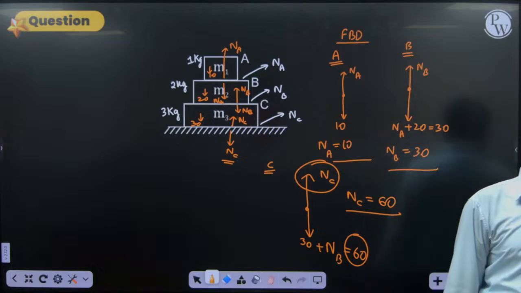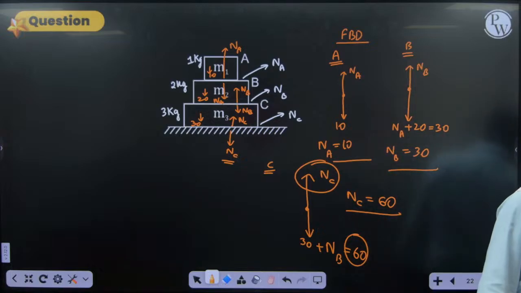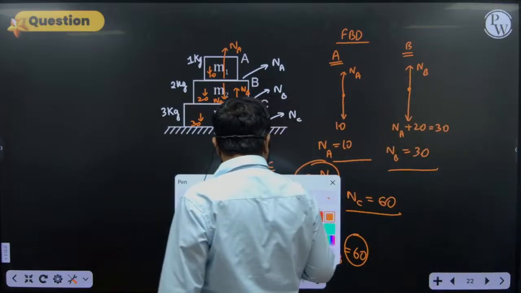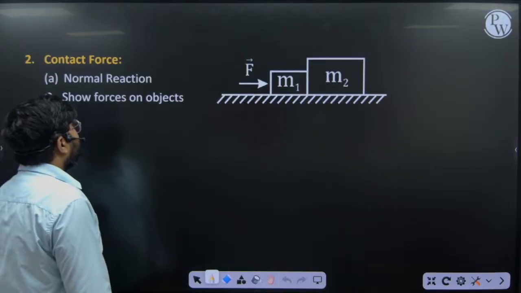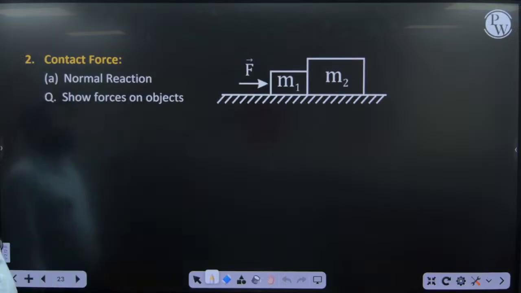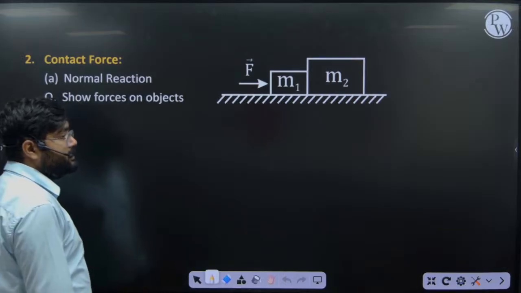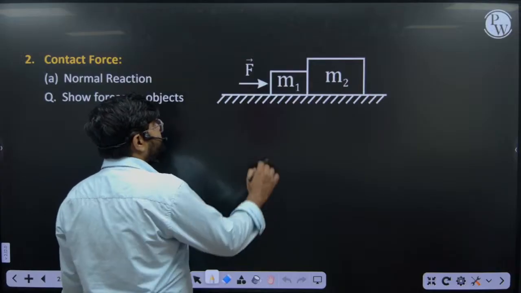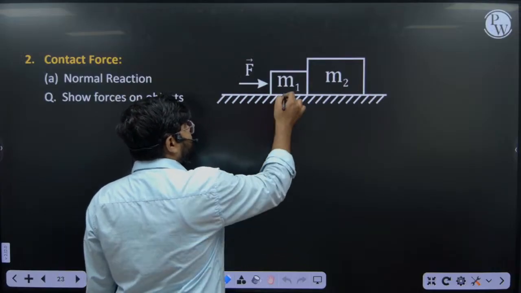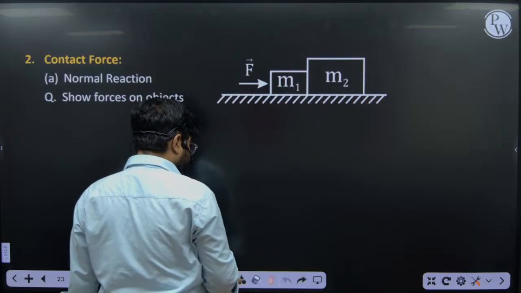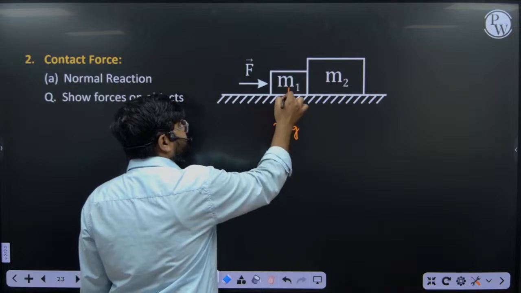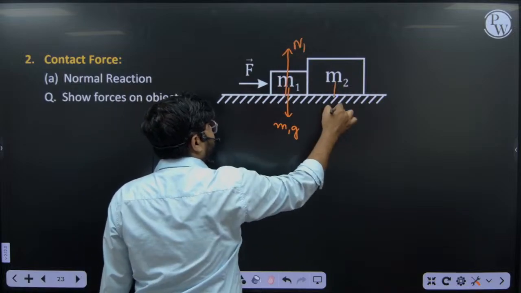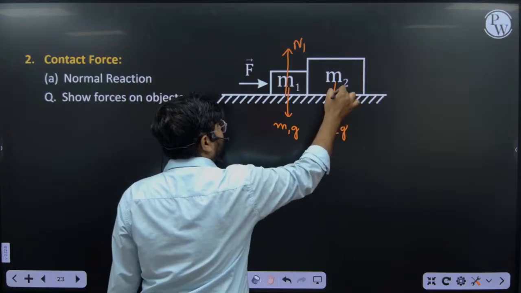All right. Going forward, in this case, we have to show the forces which are acting. So we know this force is acting here. Mg will act, let's say M1G. Normal N1. And here M2G. Normal N2.